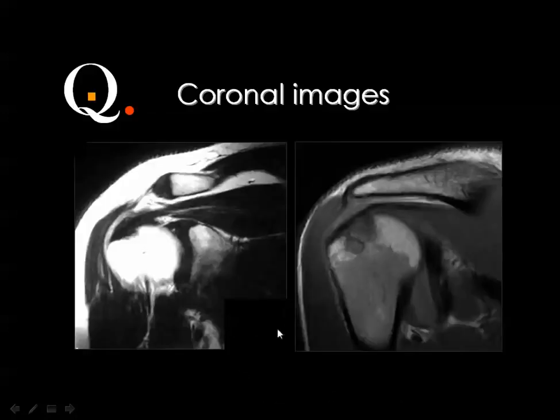And here, for both tendons, this is the acromioclavicular joint, and this is the supraspinatus muscle, and this is the tendon inserting into the greater tuberosity.